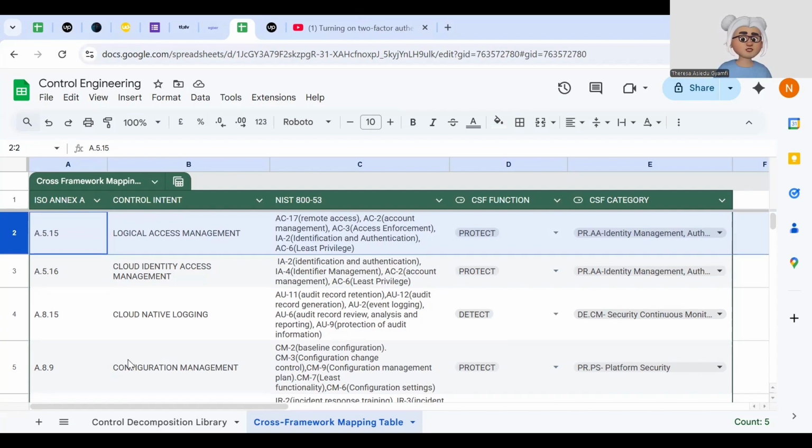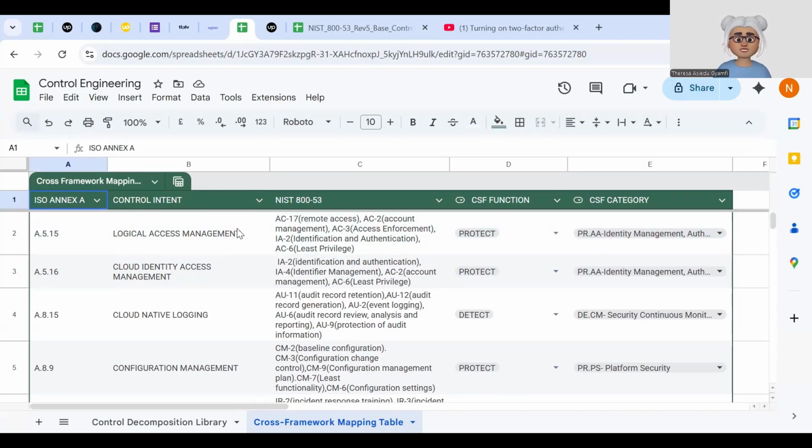So for the first one, the control here is logical access management. That's when it comes to ISO 27001. But when we are mapping it to NIST 800-53, we can map it to certain things. So we have AC-17, and then we have AC-2, which is account management. You can see AC-17, which is access control 17, talks about remote access.